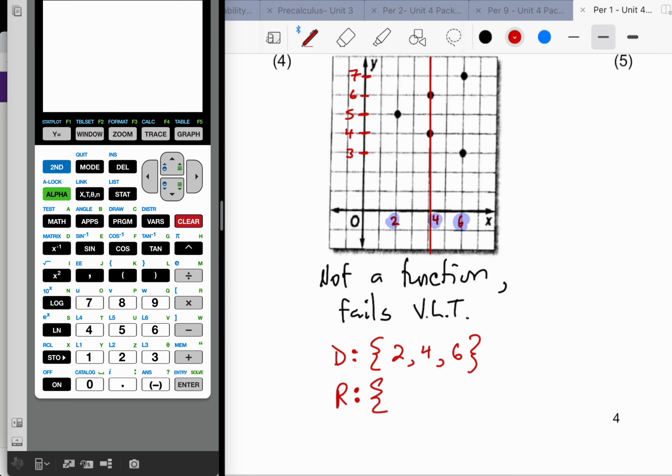But again, as we know, we're not going to say 3 through 7. We're not going to use interval notation here because these are specific points. They're not connected. So 3, 4, 5, 6, 7, as annoying as that seems. It's annoying, it's tedious, but you've got to do it.